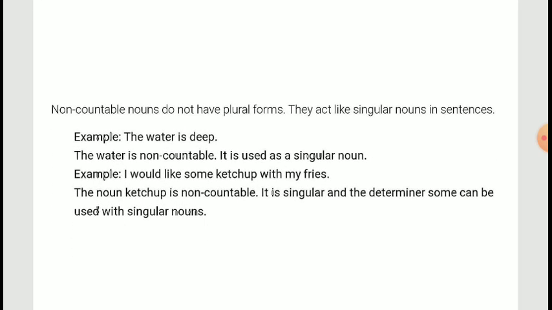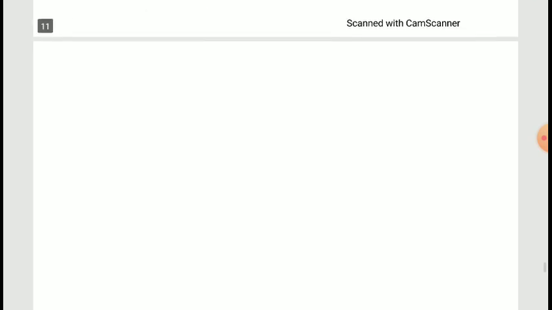Now, another rule says non-countable nouns do not have plural forms. They act like singular nouns in a sentence. Example: the water is deep. Here, the word water is non-countable, so it is used as a singular noun. With water, we have used the verb is. Another example: I would like some ketchup with my fries. The noun ketchup is non-countable, so it is singular, and the determiner some can be used with singular nouns.